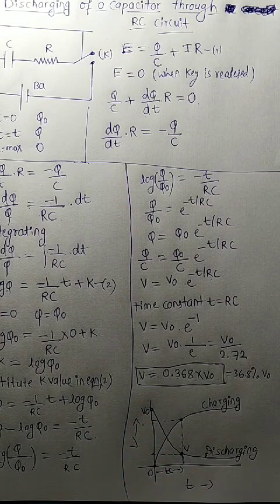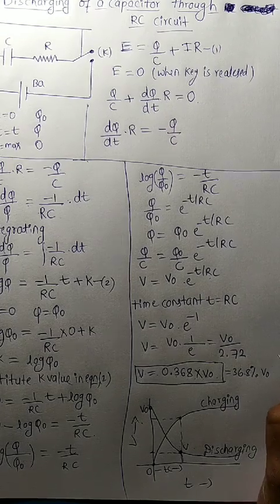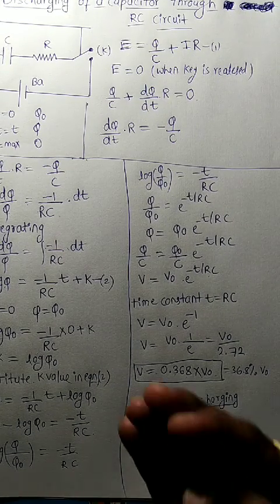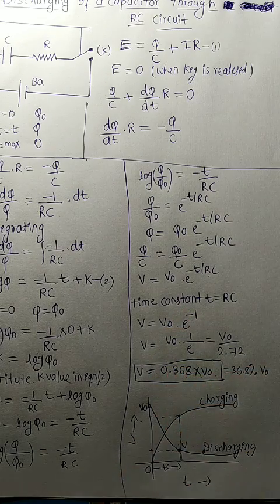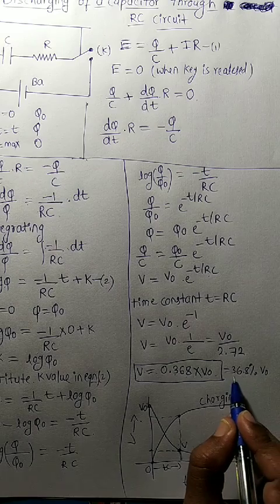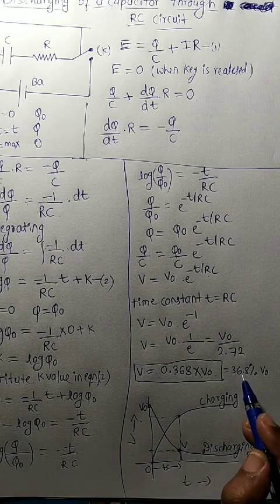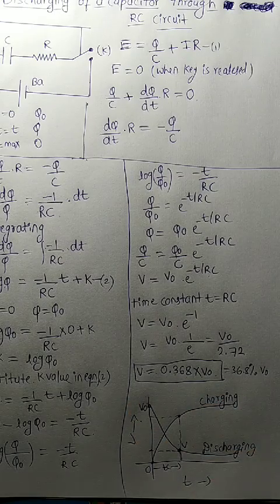So when the voltage is maximum, let it be 100%. As it decreases, 90%, 80% and so on, it will reach 36.8% at some time. The time the RC circuit takes to decrease to this much voltage is called the time constant. That is the time we are calculating now.